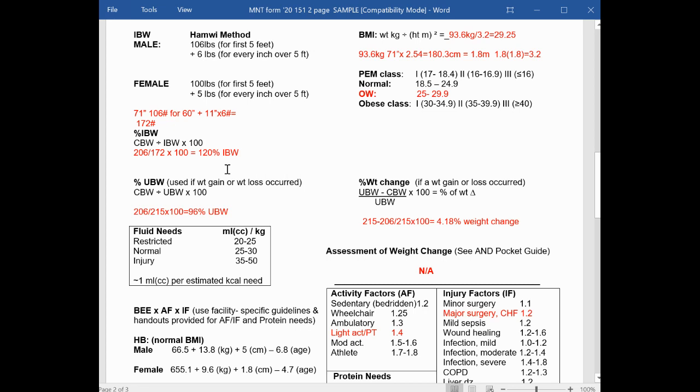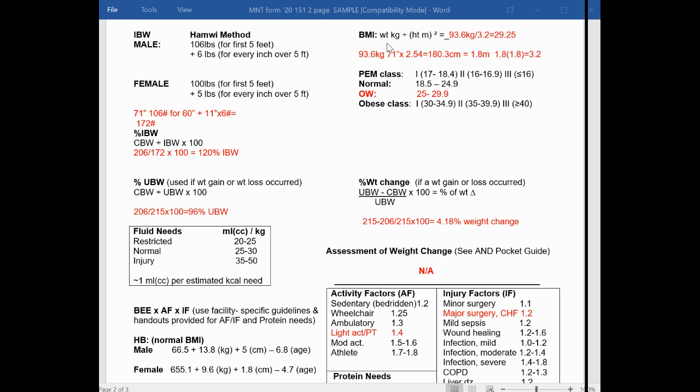of ideal body weight. The next calculation is percent usual body weight. We take current body weight of 206 divided by the usual body weight of 215. Remember, we got that from the sample case here, usual body weight of 215. Multiply that by 100, and we get that he is 96% of his usual body weight.